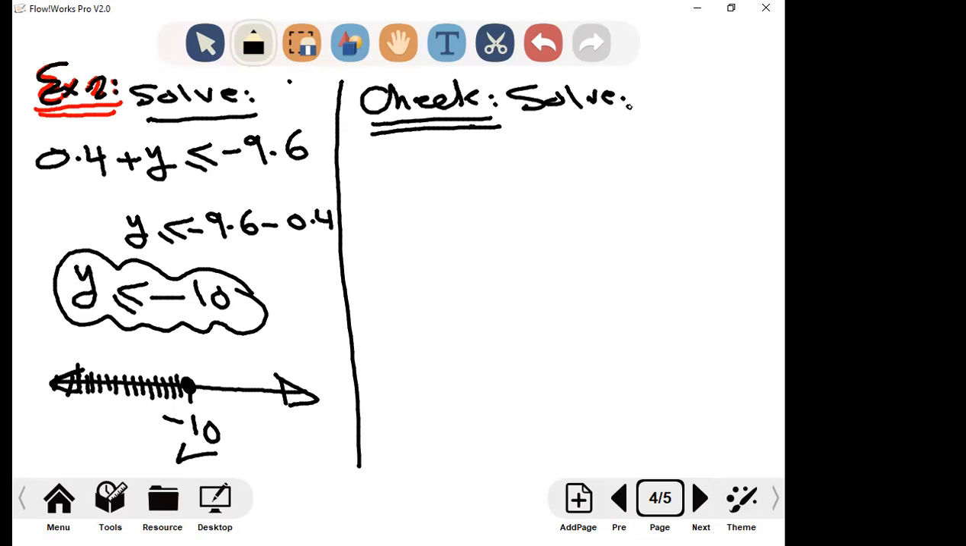In the check, we have to solve x plus 1.3 less than 5.4. Solve, then graph your solution for sure. Do it.